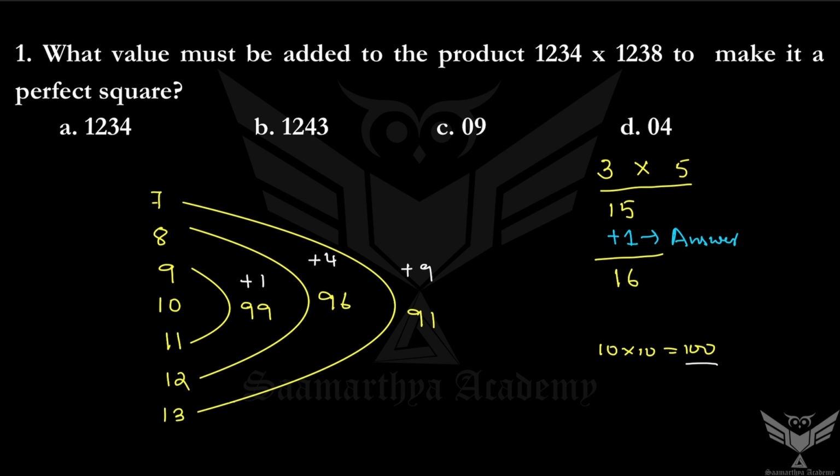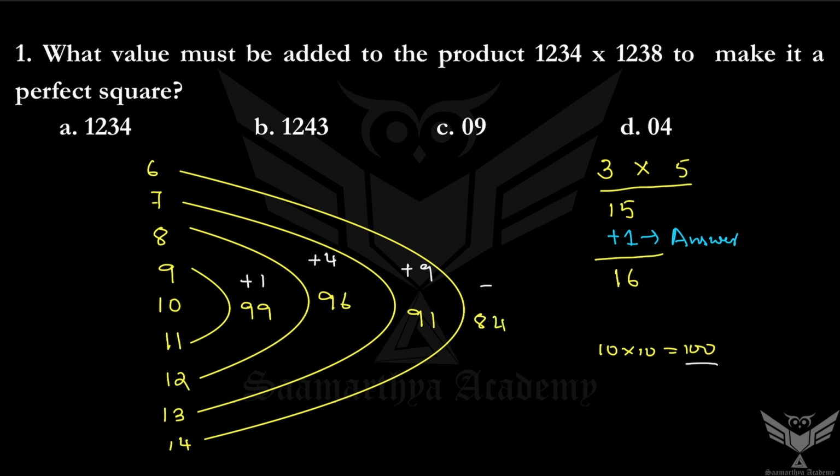Take one last example. If I change it to 6 and 14, this will give me 84. So I need to add how much? 16. Now clearly, what we are adding is 1, that is 1 square, 4, 2 square, 9, 3 square, 16, 4 square. So this is basically 1 square, 2 square, 3 square, 4 square. Before getting 1 square, 2 square, 3 square and 4 square, we should get the numbers 1, 2, 3 and 4. From where are we getting that?